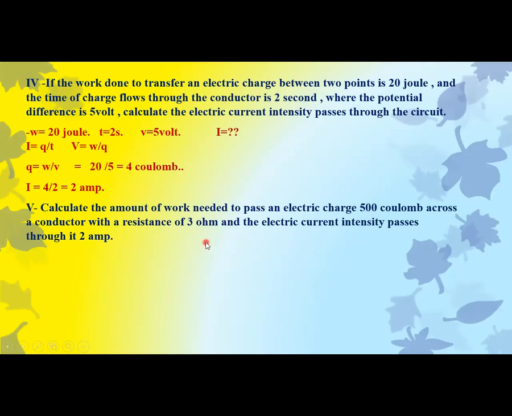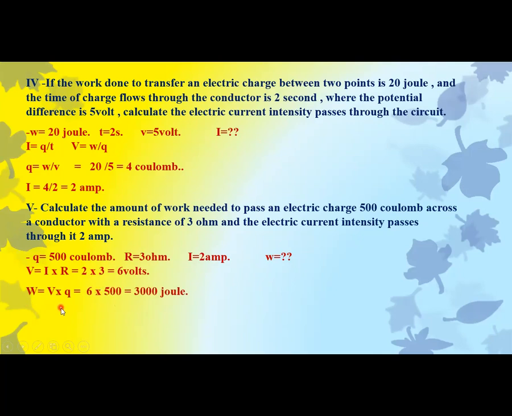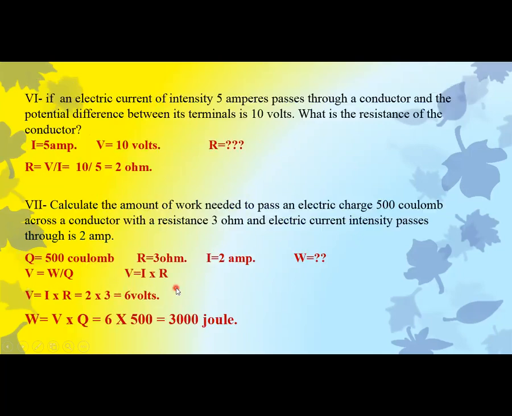Calculate the amount of work needed. So I want W to pass electric charge 500 coulombs across a conductor with a resistance 3, if the electric current intensity is 2 ampere. Same thing: I put the quantity, R, and I, and I want W. The first thing I get is W equals Q times V. I have V equals I R, which is 2 times 3, 6 volts. Then W equals V times Q. I got V as 6 volts and I have Q, so it is 3000 joules.